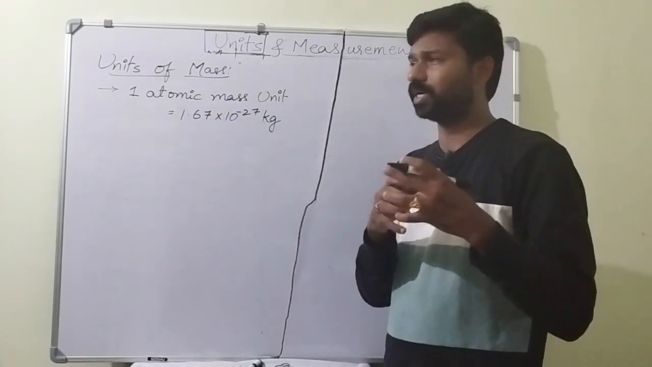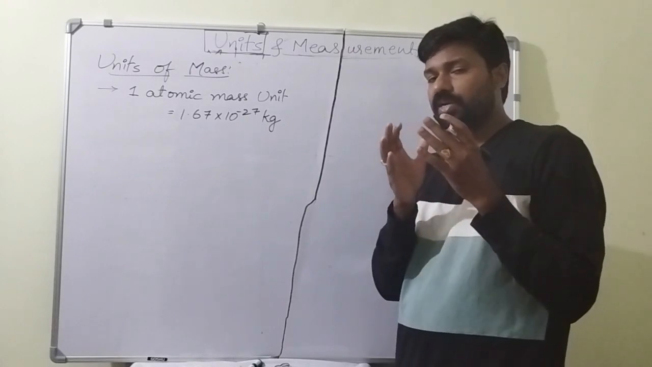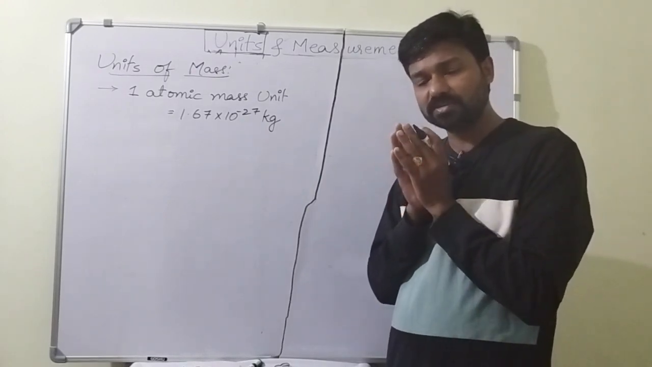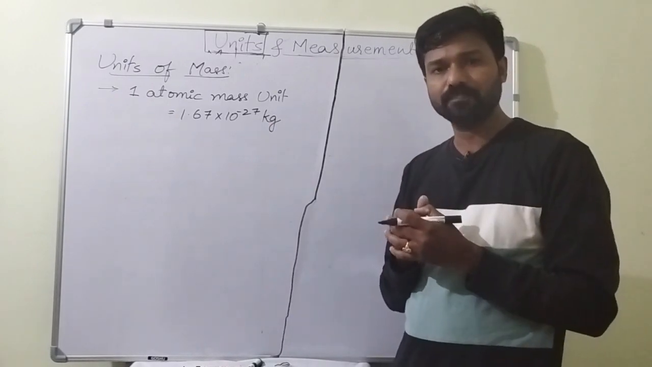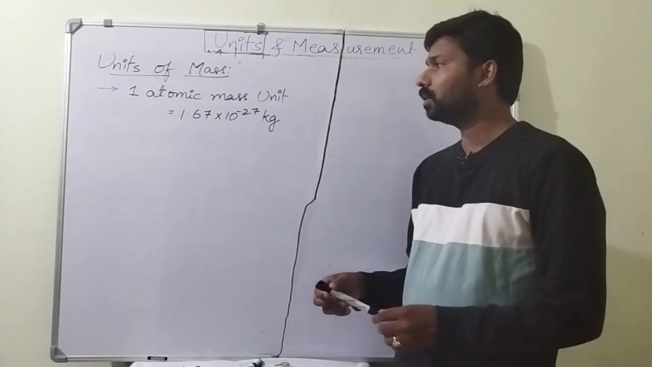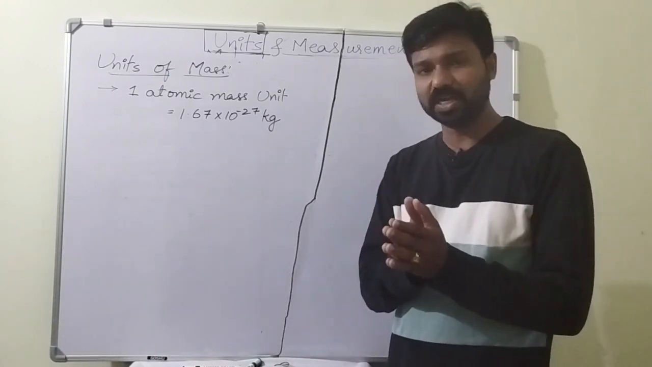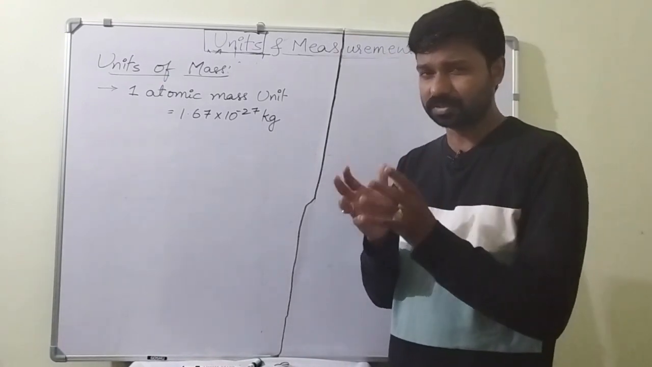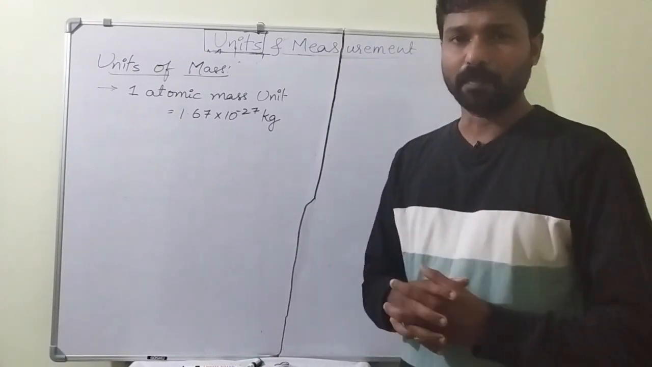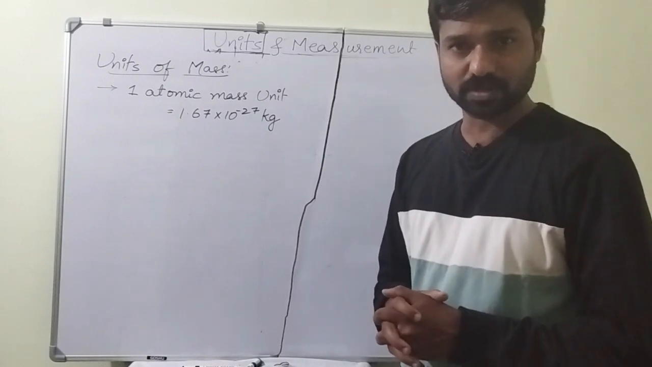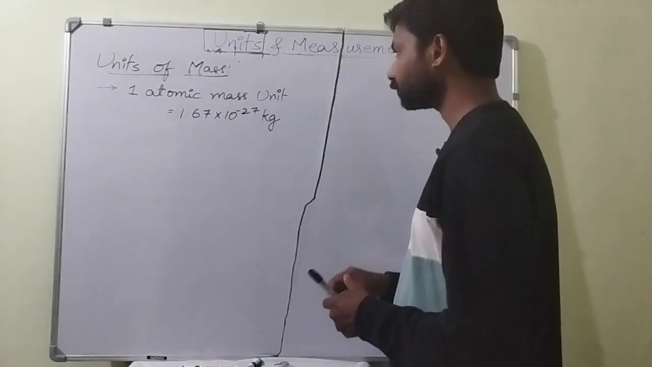Basically, where do we use this particular unit? It is used to represent the masses of protons, neutrons and electrons. Such subatomic particles' masses are represented in AMU. Is it okay? Right? Next.